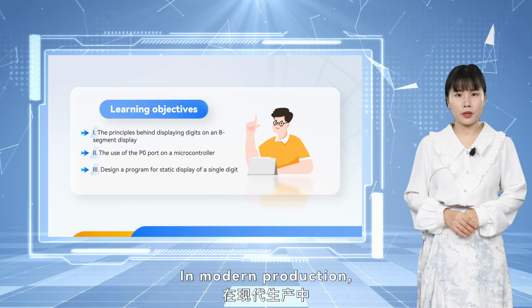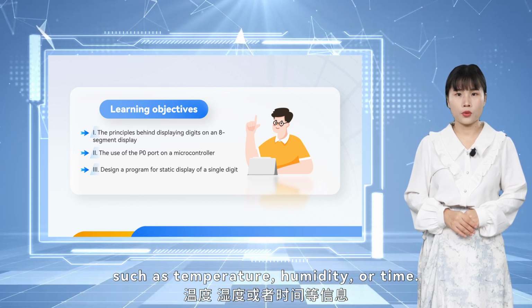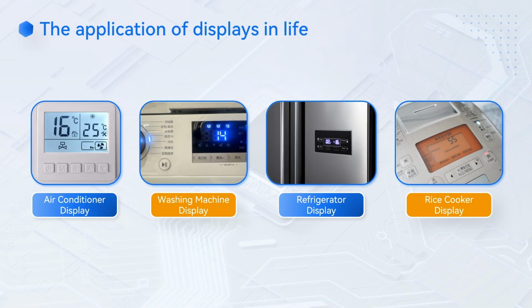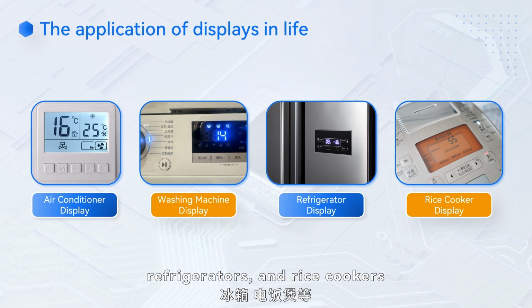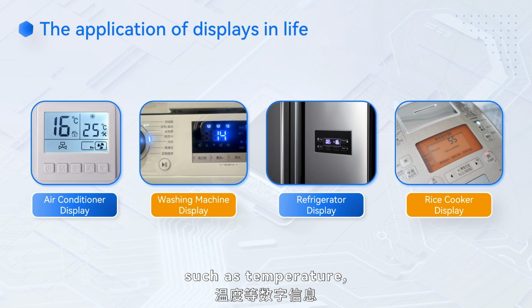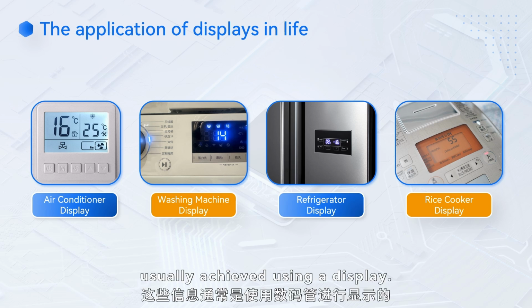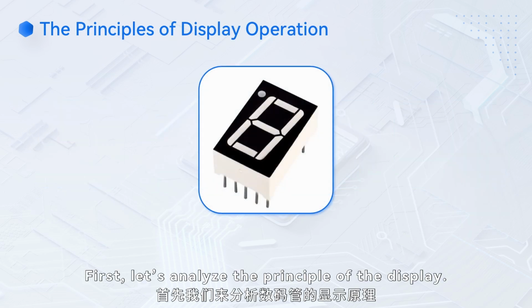In modern production, it is often necessary to display information such as temperature, humidity, or time. Common household appliances and electronic products like air conditioners, washing machines, refrigerators, and rice cookers also need to display numeric information such as temperature, usually achieved using a display. First, let's analyze the principle of the display.